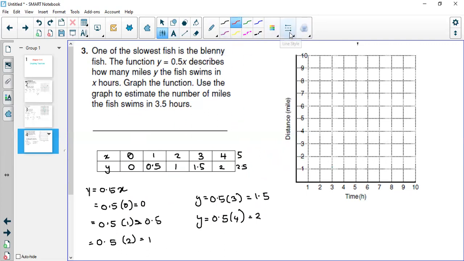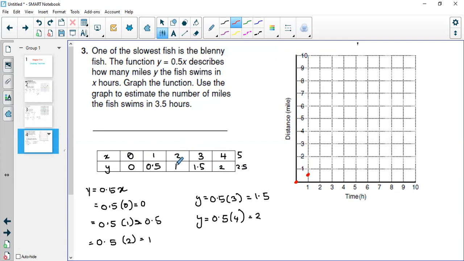So for the graph, when x is 0, y is 0, so that is here at the origin, so our point starts from here. Next is 1, when x is 1, y is 0.5. So here we do not have 0.5, but we know 0.5 means half. So it's between 1 and 0, so that's going to be here.